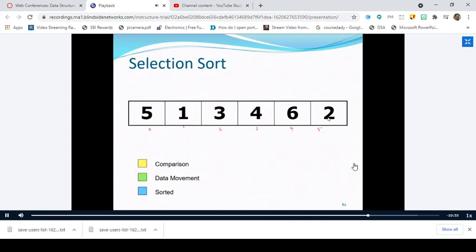Yes, sir. Right. So there are only two steps. One is select the best element and place it to one end of the array, move it to one end of the array. And what is step 2? Repeat this step. Repeat step 1 until all the elements get sorted.